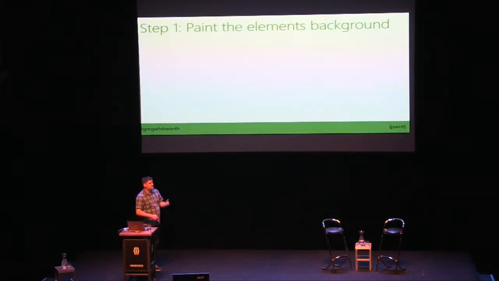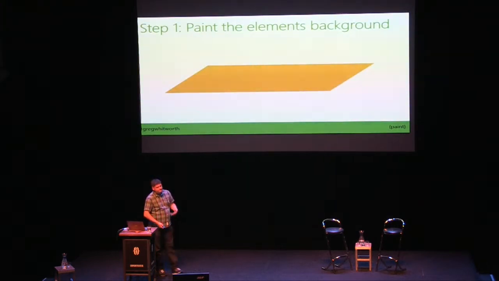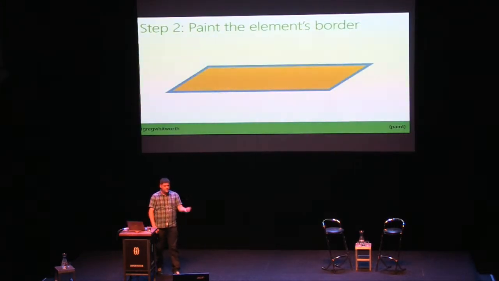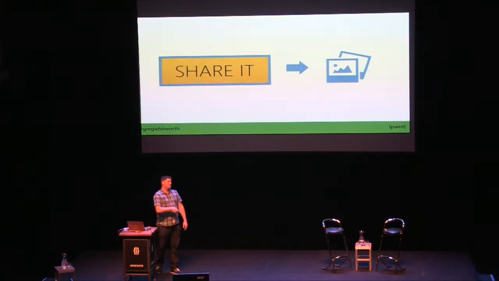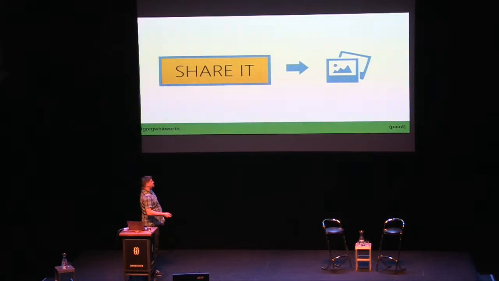So step one for painting the element is we paint in the background. We then paint in the border. We then paint in its content. This is then, in turn, converted to an image. This image is then sent to the compositor and then ultimately shown to the end user.